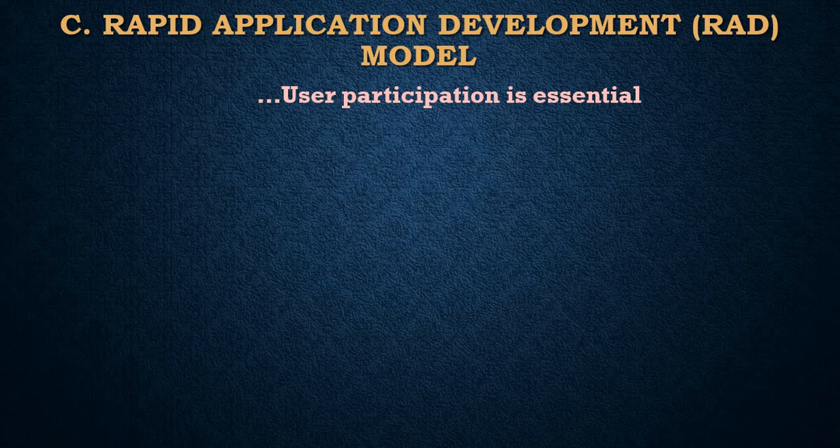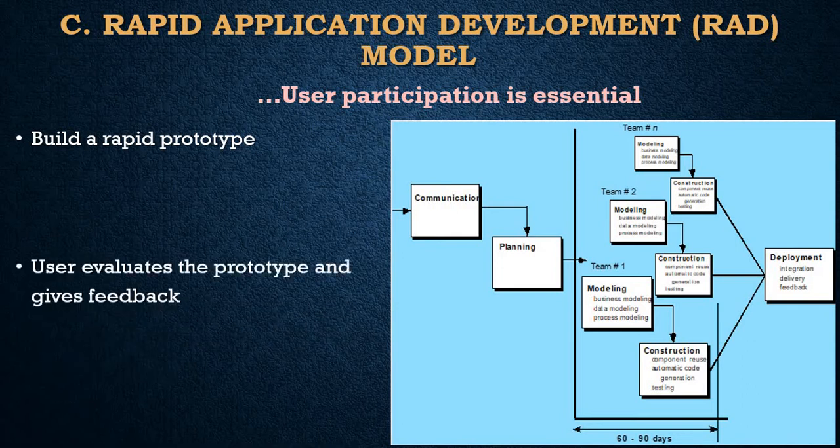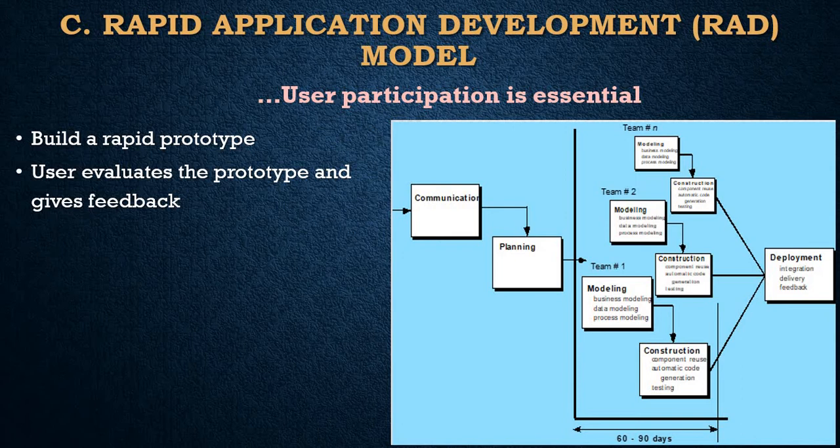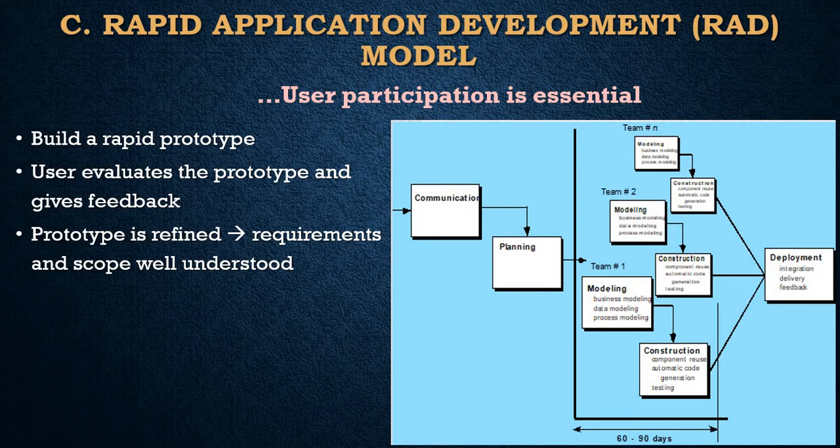In the RAD model, a rapid prototype of the software is built. The prototype can be a usable program, but is not suitable as the final software product. A prototype gives a model look and feel about the project to the customer. This prototype is given to the customer for evaluation. The customer gives feedback and suggestions after evaluating the prototype. Based on the feedback given by the customer, the prototype is refined until it is approved by the customer. Once the prototype is finalized, the project requirements are well understood, and the project scope is clearly defined.